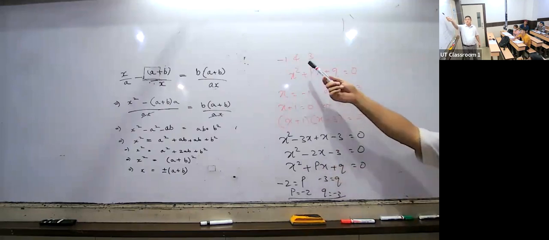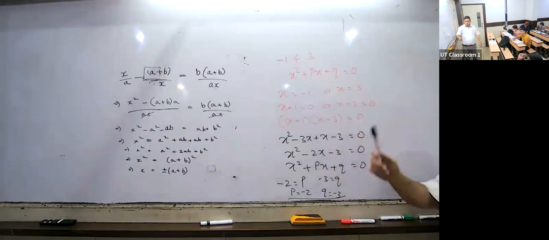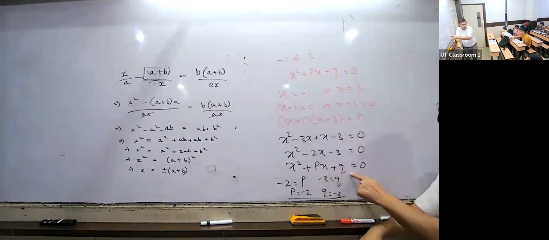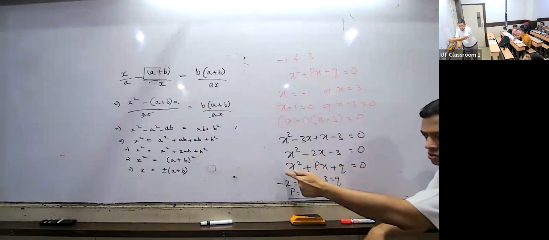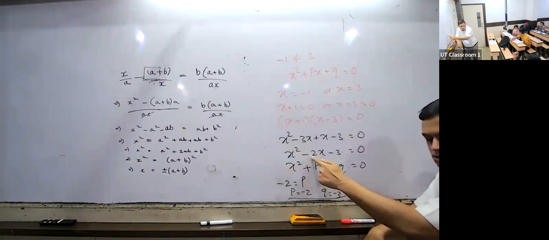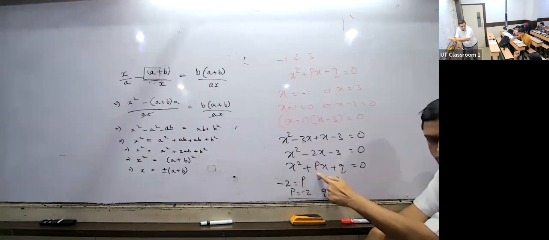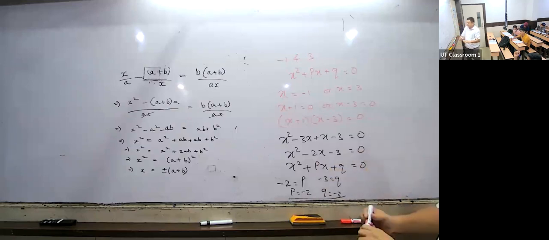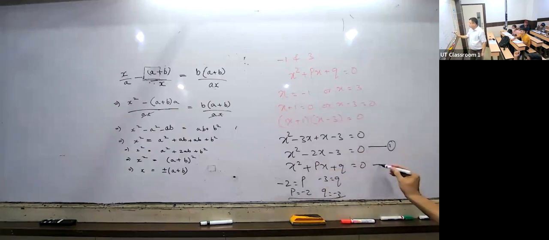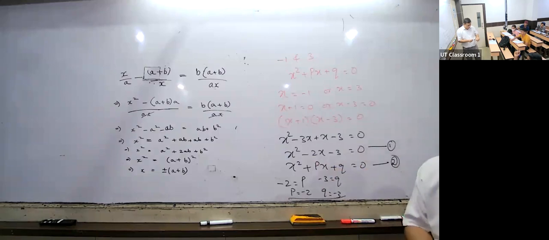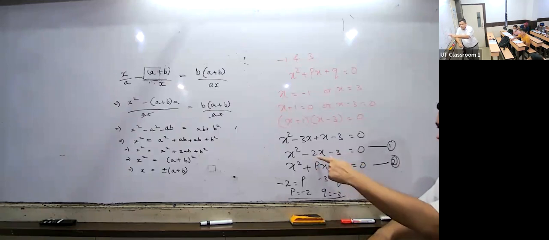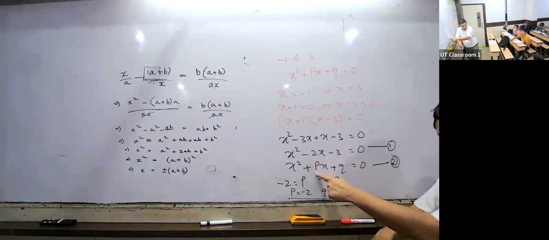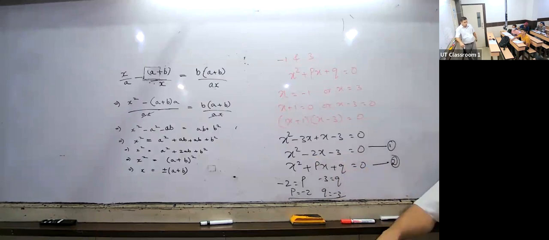Now, these are the roots of this equation. So, the equation is x square plus px plus q equal to 0. Therefore, a is equal to 1, b is equal to minus 2. Both are the same equation, so 1 and 2 represent the same equation. Therefore, a will be same as a, b will be same as b, c will be same as c. Therefore, minus 2 is equal to b, and minus 3 is equal to q.